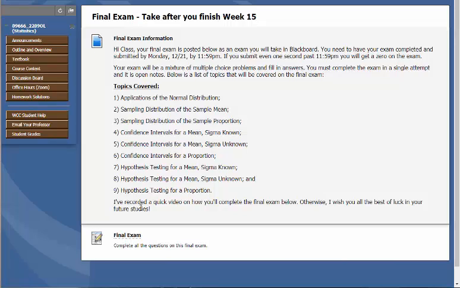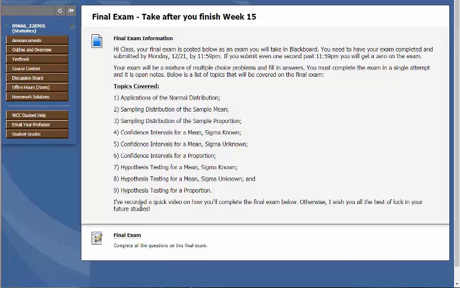Your exam is going to be a mixture of multiple choice problems and fill-in answers. I'm going to show you some of the questions on the exam in a second. You must complete the exam in a single attempt, and it's open notes. You get one attempt at it. Below is the list of the topics covered. It covers every single thing since midterm, and I know that's a lot. So you really got to have your notes handy and accessible for you as you go to take it.